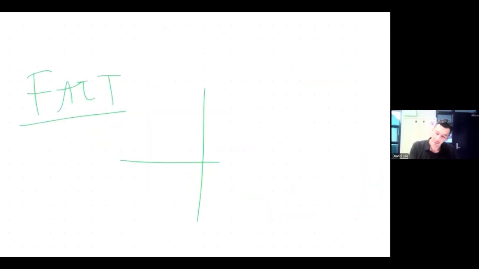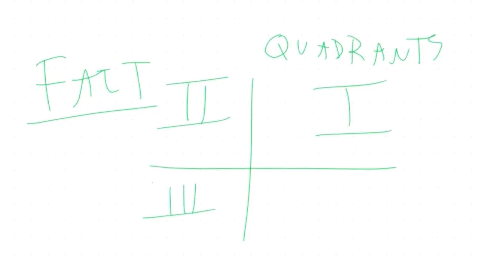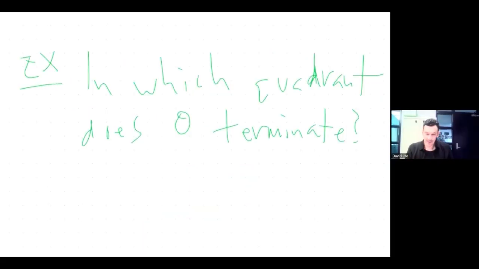A fact that you hopefully recall: your quadrants. Do you guys remember which quadrants are which? This is quadrant 1, this is quadrant 2, this is quadrant 3, and this is quadrant number 4. So if I give you an angle and I say, hey, which quadrant does this angle terminate in? You got to be able to tell me. All right, so let's begin with example A. So we'll go A and B.